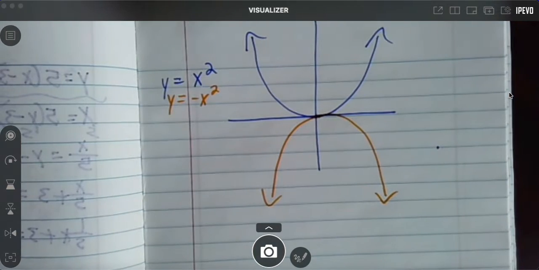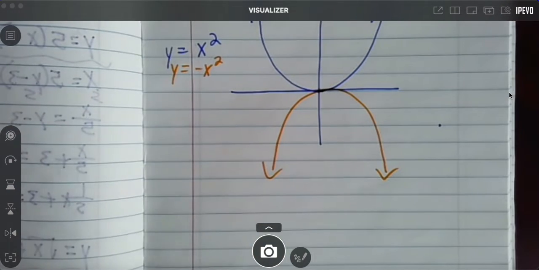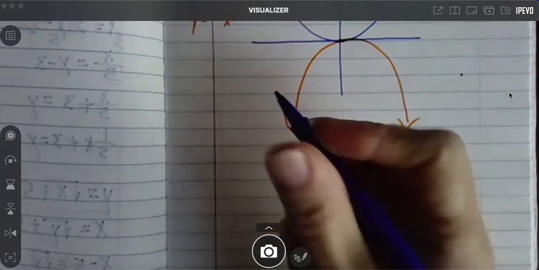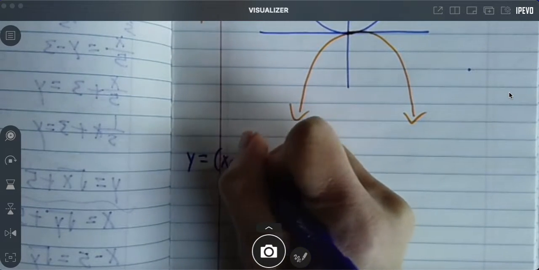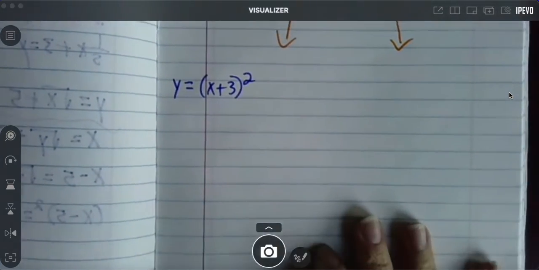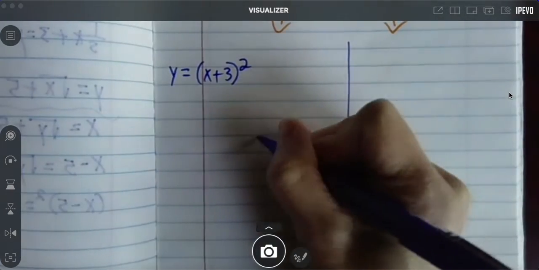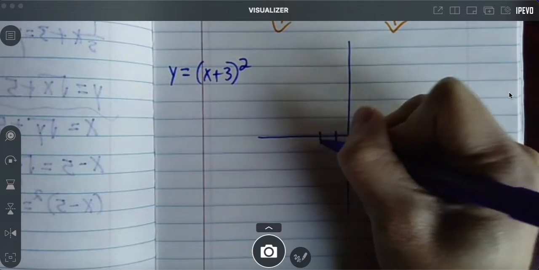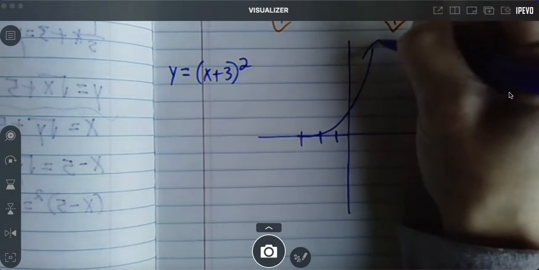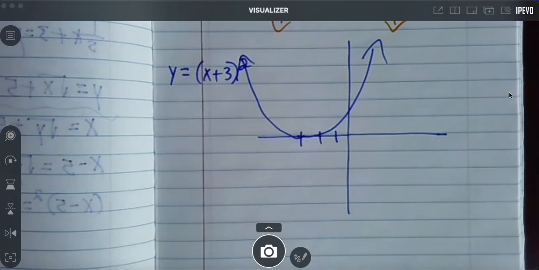Okay? And then we did some where it said sideways. What if I had y equals (x plus 3) squared? Where did that one move? To the side. Yeah, to the left 3. Remember, it's kind of backwards. So it would be 1, 2, 3 to the left, and it's kind of going that way. I'd use my calculator or graph it by hand to get the exact points.